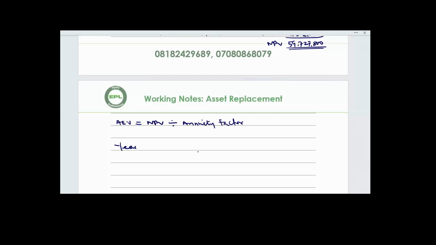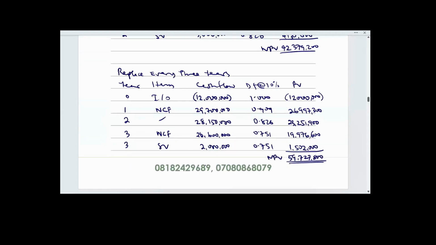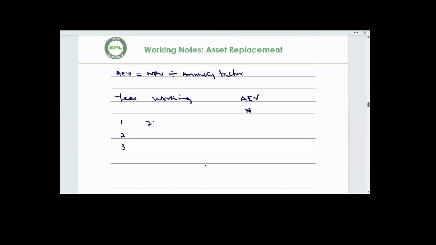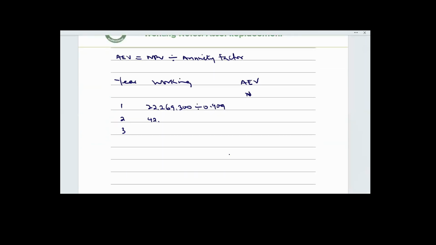So we use a table, column for working, then AEV, annual equivalent value. Year 1, year 2, and then year 3. NPV of year 1 is 22,269,300 divided by annuity factor of year 1 at 10%, that's 0.909. NPV of year 2 is 42,379,200 divided by annuity factor of year 1 to 2 at 10%, 1.736.